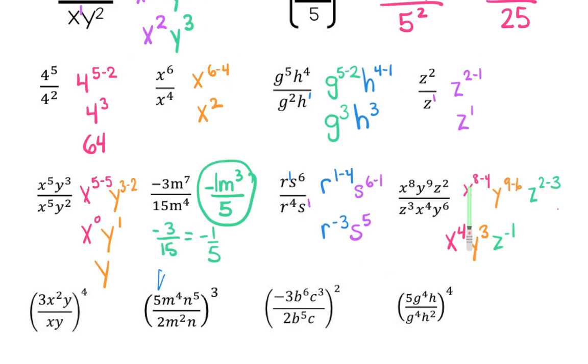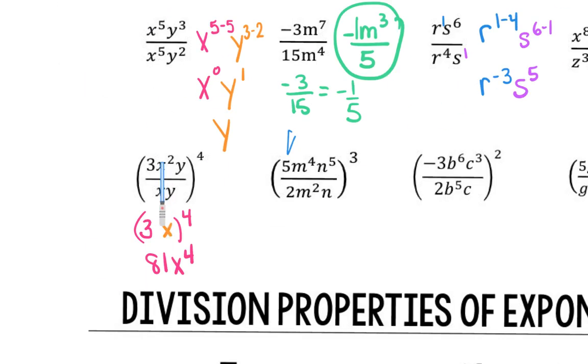In this example, x to the 8 minus 4, y to the 9 minus 6, and z to the 2 minus 3 gives us x to the 4th, y to the 3rd, z to the negative 1st. The first thing we're going to do here is simplify the parentheses. We have our 3, x squared divided by x is x, y divided by y is 1. So we have 3x to the 4th power, 3 to the 4th power is 81, x to the 4th power is x to the 4th.